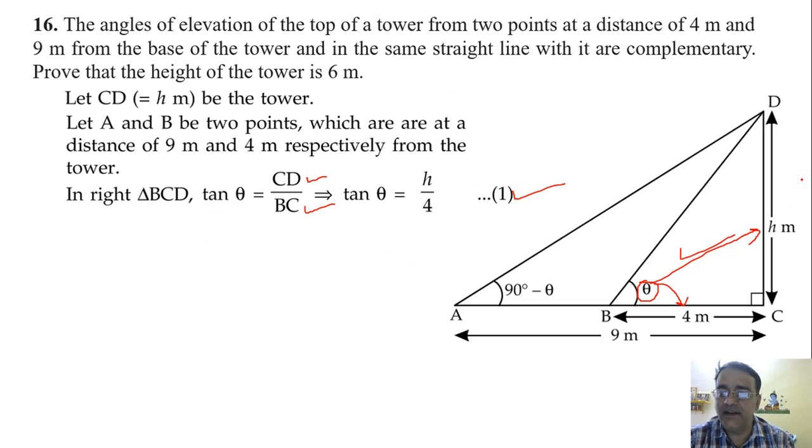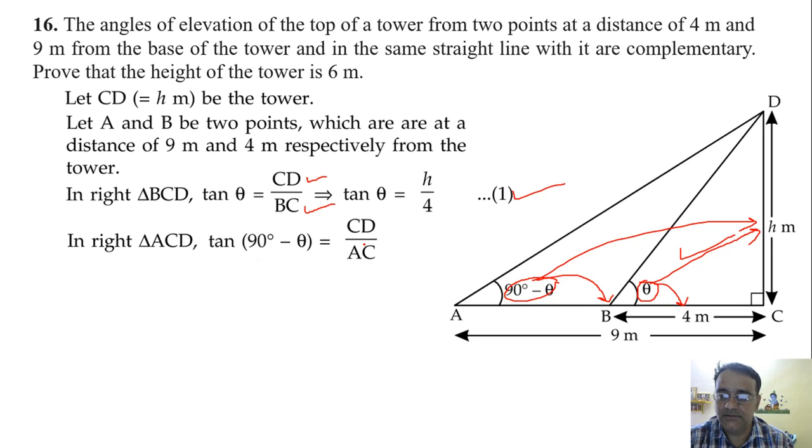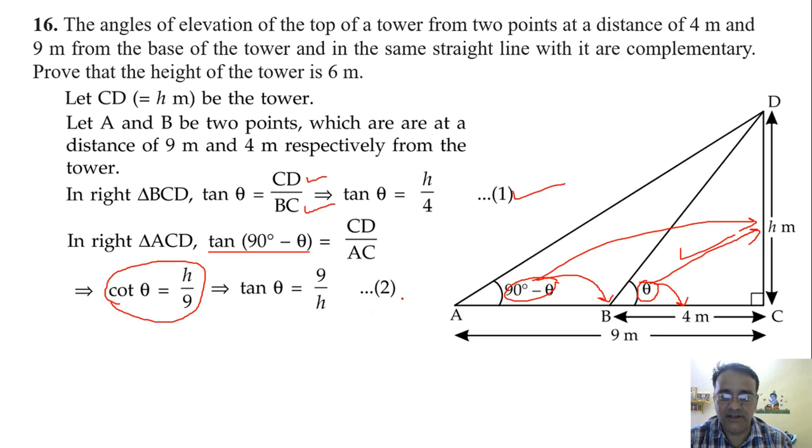Next one, in the right triangle, the full triangle, tan of 90 minus theta, again opposite by adjacent. So CD upon AC, H upon 9, and tan 90 minus theta is cot theta. So cot theta is equal to H upon 9. So what will be tan theta from here? 9 by H. Right, very good, 9 by H.